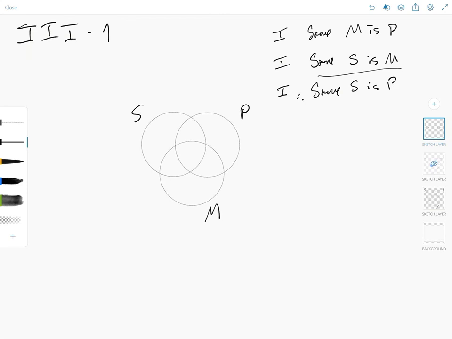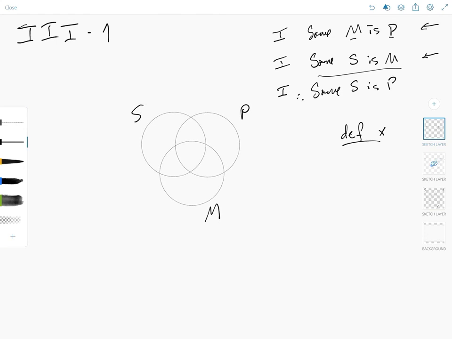All right, step 0 is the empty schema. We've already got that in front of us. Step 1, shading. Well, notice we have two particular premises, which means there is no shading. We only shade for universals, so there's no shading. So the next thing for us to look for is definite x's. Are there any definite x's?